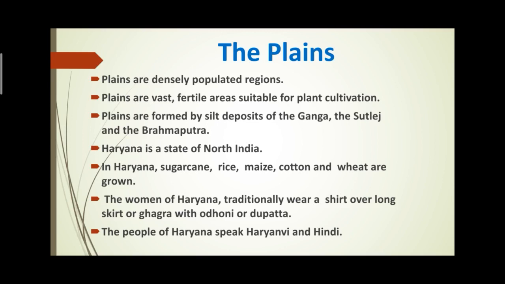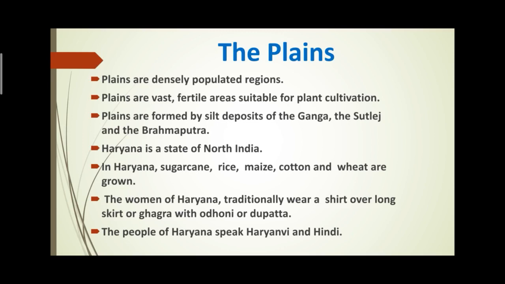Plains are one of the major landforms, or types of land, on earth. They cover more than one third of the world's land area. Plains exist on every continent. An example of a plain is grasslands. Plains are very fertile areas which are suitable for plant cultivation.